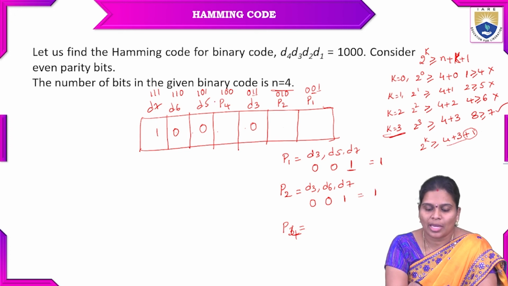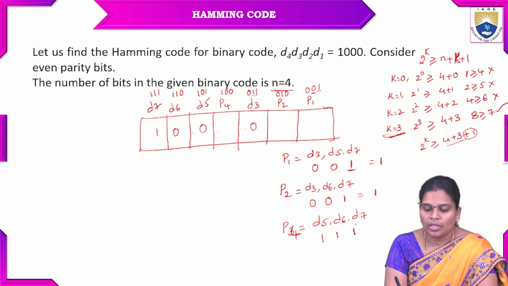In this P4, the MSB is 1. For P4 we are not having any data, so we are not concentrating on P4. Next one is D5, D6 and D7. D5 is 1, D6 is 1, D7 is 1.